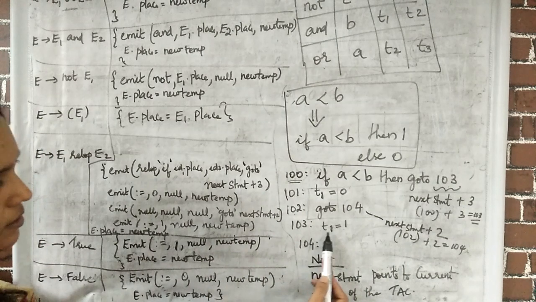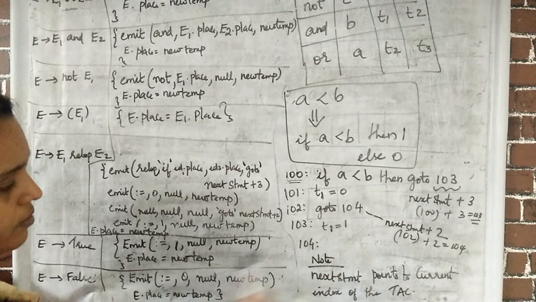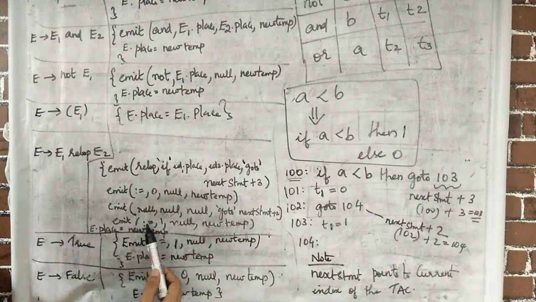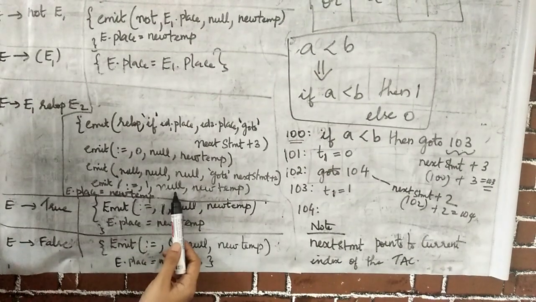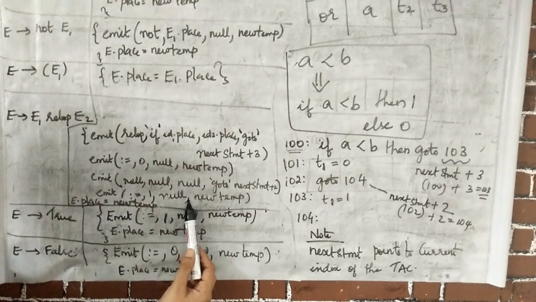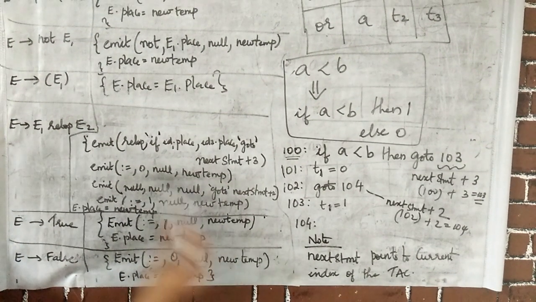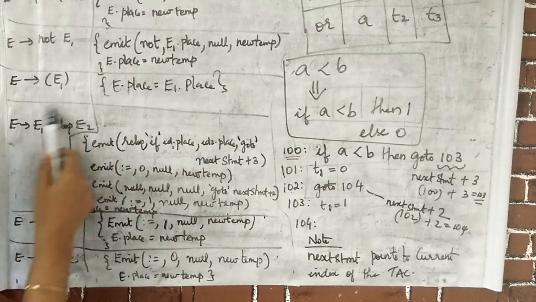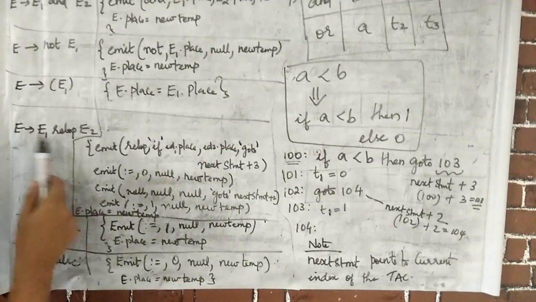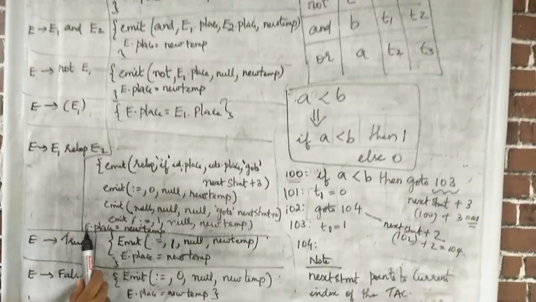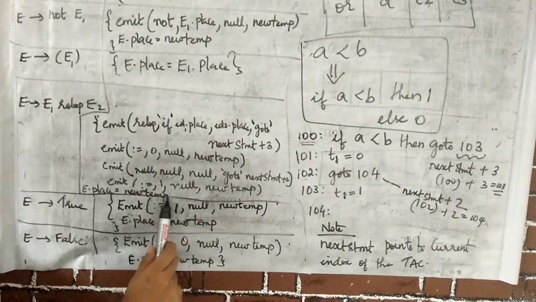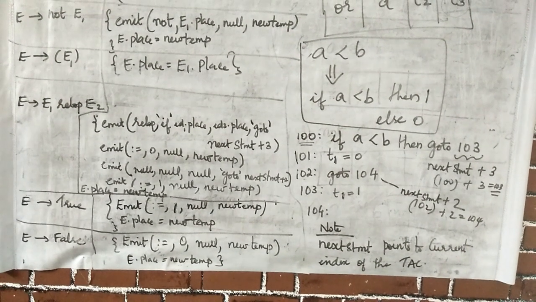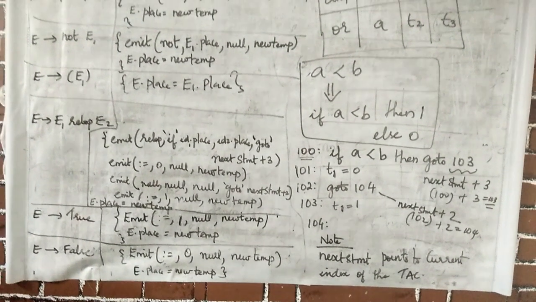Then the last one is T1 has to be assigned with 1. That is, the temporary variable has to be assigned with the value 1. So emit assignment operator, 1, null. You don't have any second operand, null, comma, new temp. Again, we have to assign whatever value we have received on the right hand side to the left hand side variable. So E.place is equal to new temp. So this is how you write the translation scheme for generating a three address code for a Boolean expression.